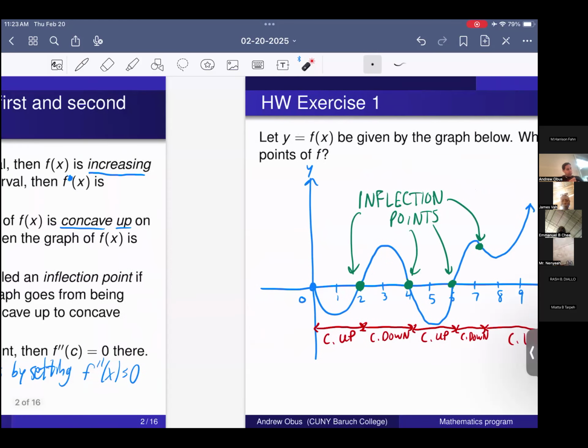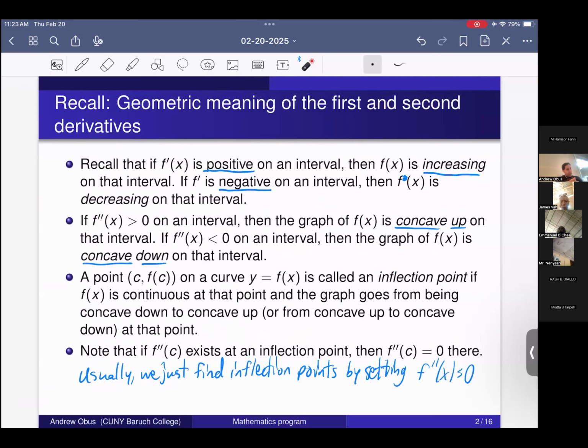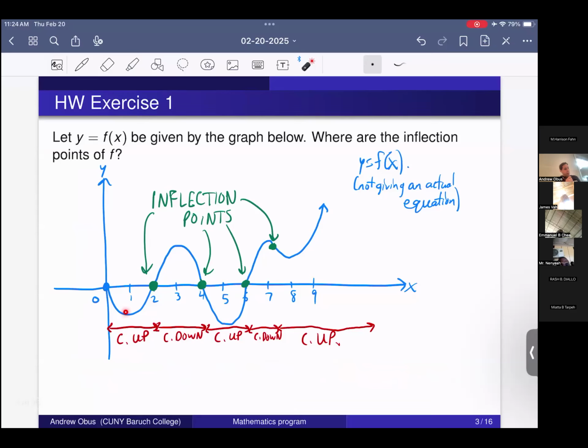So on the previous slide we had an inflection point here is when the graph goes from being concave down to concave up or from being concave up to concave down. So it's whenever you make a change from one kind of concavity to the other kind of concavity. And the function has to be continuous there. When you look at the graph, every time we make the transition from concave up to concave down to concave up to concave down and then back to concave up, every time that changes, that's an inflection point. Okay, thank you. You're welcome.